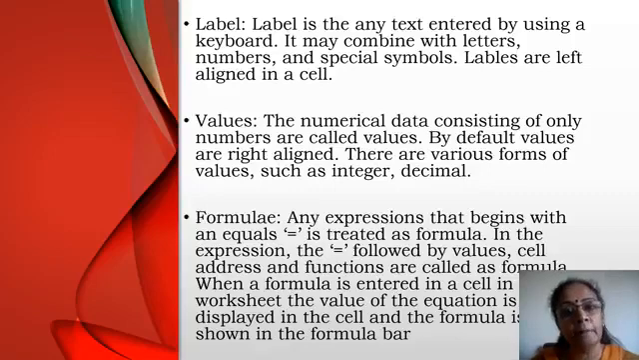The next one is a value. When purely numbers or numeric values are entered into a cell, it is considered as a value. By default, any numeric value is always aligned to the right hand side of the cell. It could be an integer, a decimal number, a positive number or a negative number. But any numeric entry is called a value.